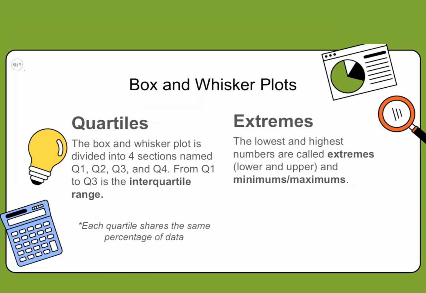Box and whisker plots contain two very important vocabulary words. The first is quartiles. Now, quartiles divide our box and whisker plot into 4 sections: Q1, Q2, Q3, and Q4. When we are looking at Q1 to Q3, that is called the interquartile range, and we know what range means. Each quartile shares the same percentage of data.